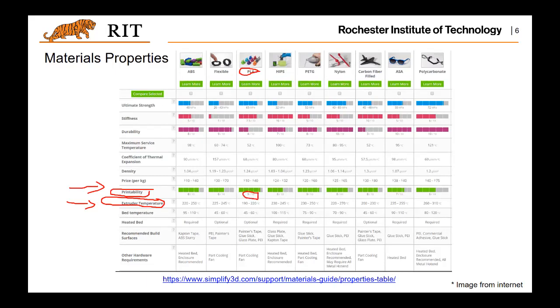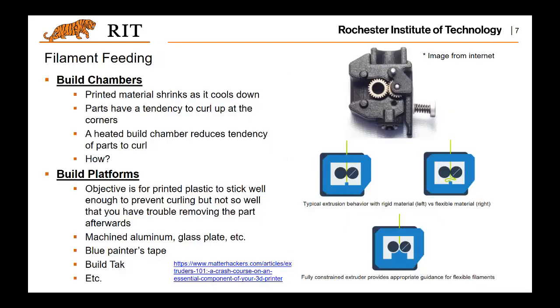And as you can see, it has the highest score. And ABS is pretty easy to print as well. But there are some new materials which are quite flexible, like this flexible material shown here, and for such kind of material, it's quite difficult to print, and it's a little tricky to print. And I will discuss why it is in such case for the flexible materials. Actually, that is because of the mechanism for filament feeding.